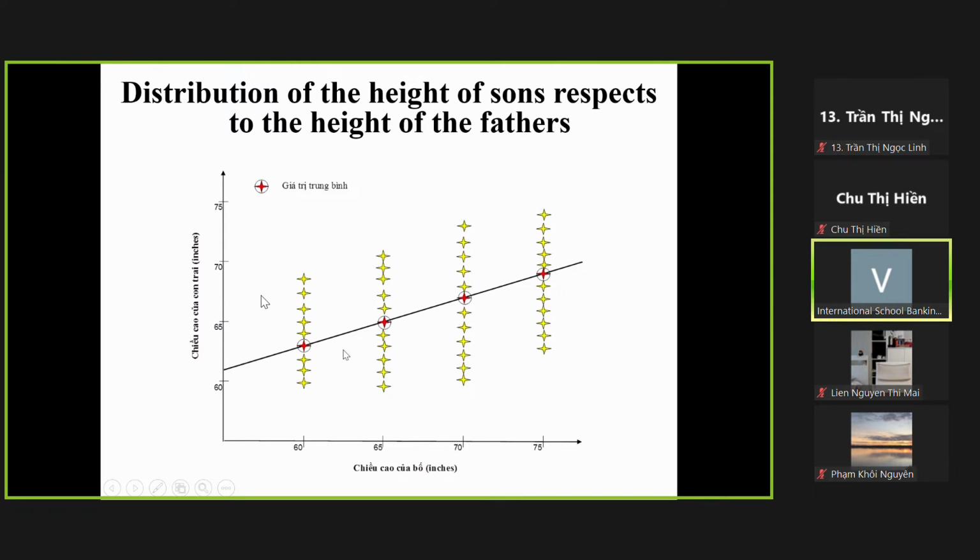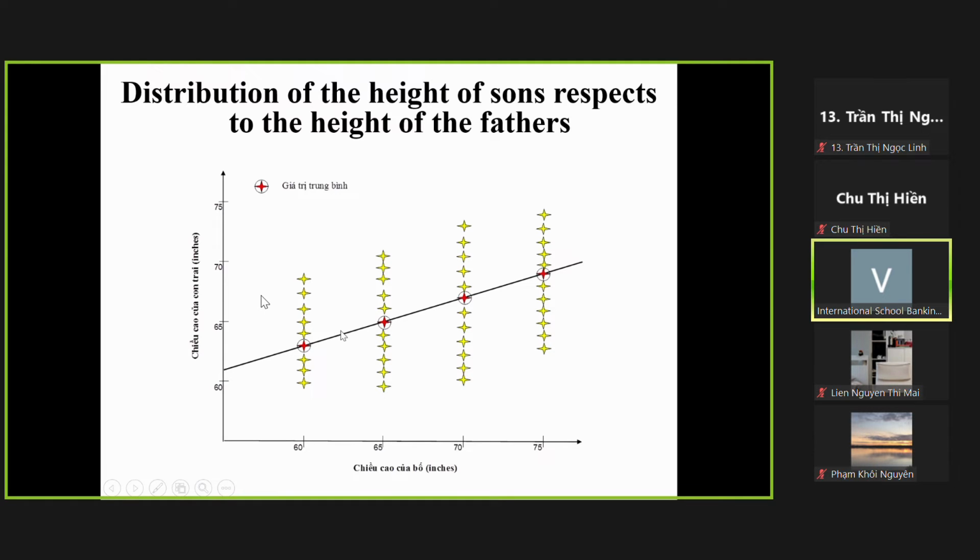So when Galton connects all the median points, the line that connects all the median points here is the regression line. Okay, it is the regression line. So the regression line is the line that connects all the median points. So we just look at the direction of the regression line.